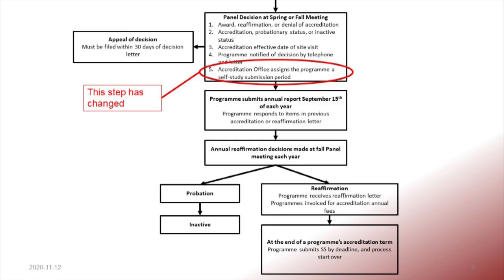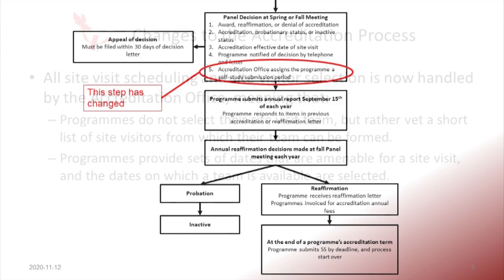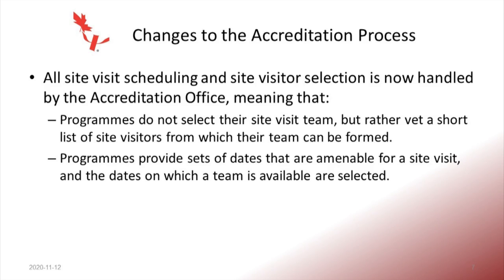So I'm just going quickly over some of the procedure outline here, and I'm also going to include a copy of this PowerPoint presentation so that people can review these process trees a little bit more in depth. But in terms of the scheduling, as opposed to the scheduling being done by the programs a number of years ago, probably around 5 or 6 years ago, as at the time of recording, the Accreditation Office took over scheduling for accreditation and reaccreditation site visits, meaning that programs don't select their own site visit teams.